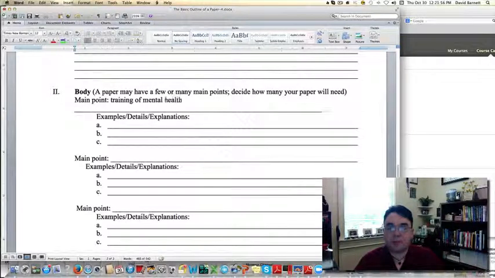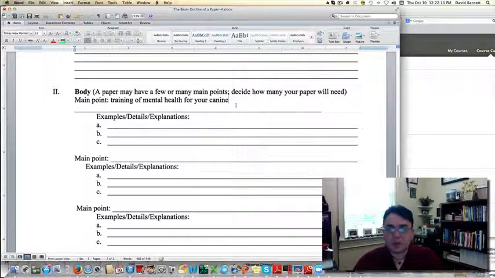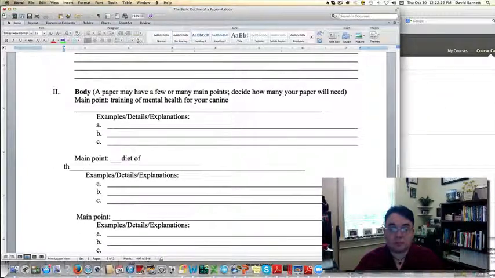And see, as you type this, it generates. So if you type on the end like that, you can fill it in that way as well. So the training of mental health for your canine. I spelled canine wrong. Okay, that would be my first one. The second one, I want to talk about the diet, maybe. And I spelled it wrong again.